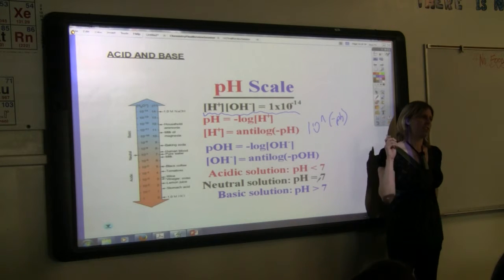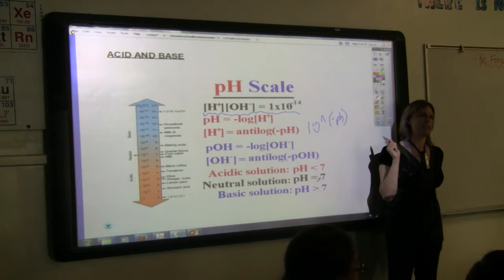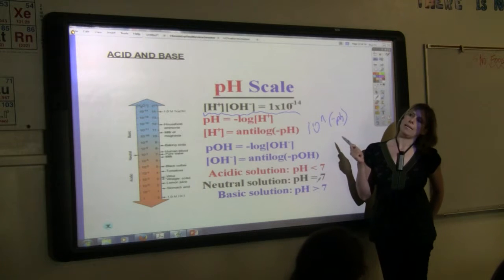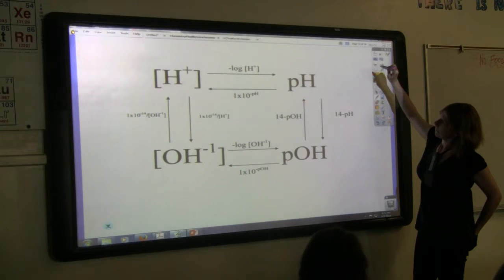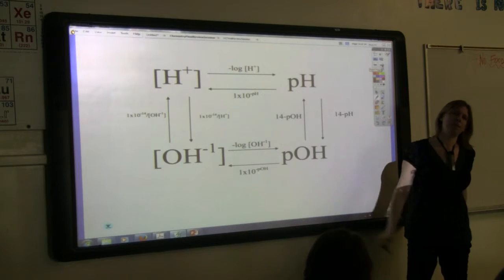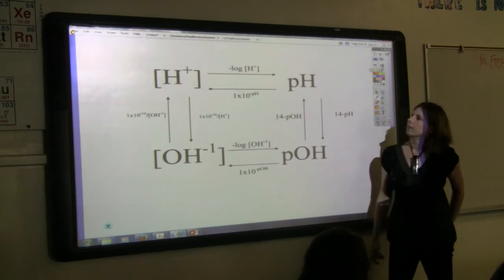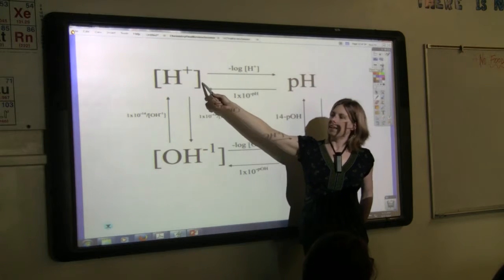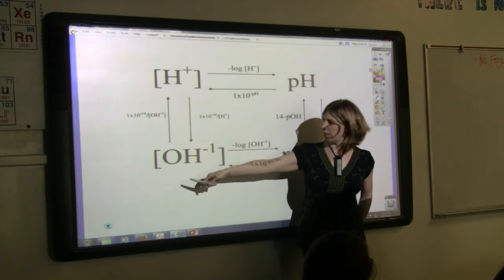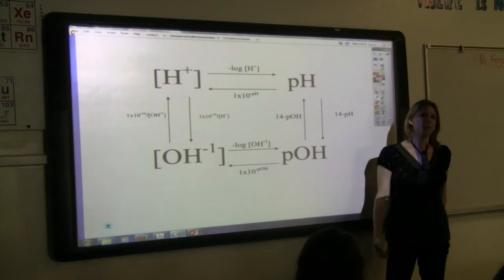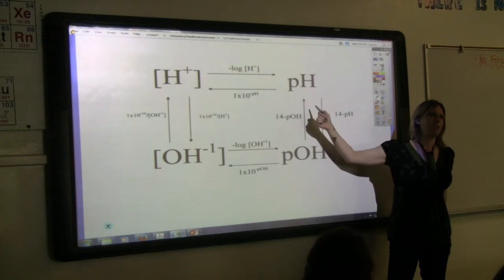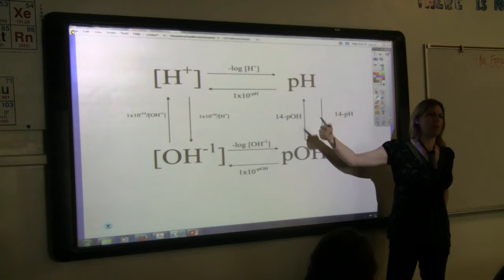And on the next slide, I think I have a handy dandy cheater way to calculate. There we go, the great pH square. So, if you write hydrogen concentration here, OH concentration here, pH and pOH, if you have this, then you know how to get to anything you want.